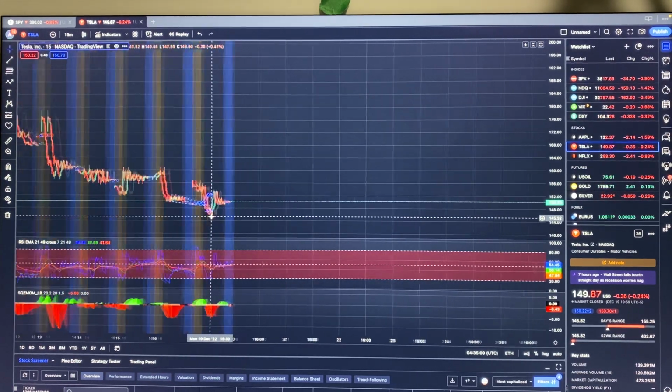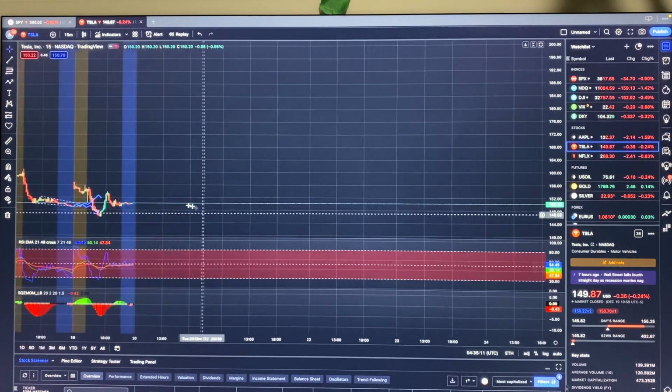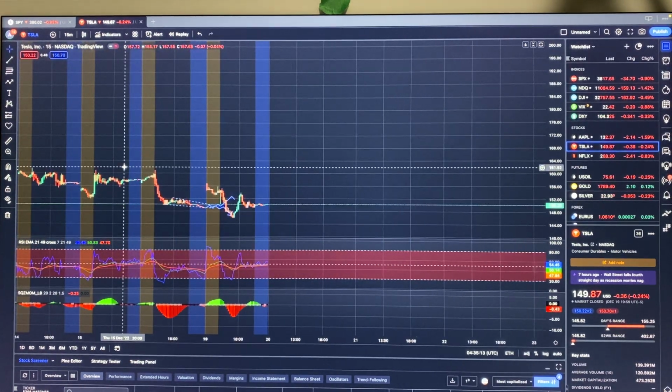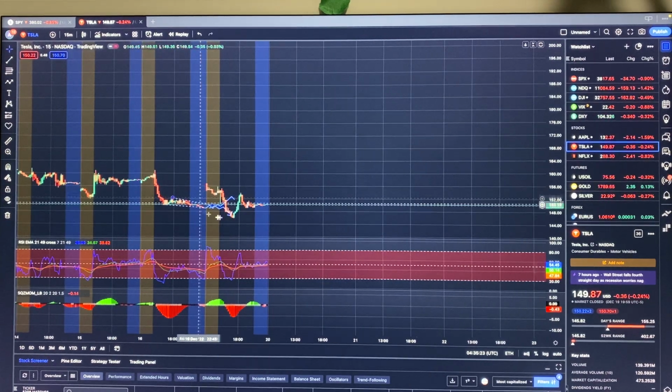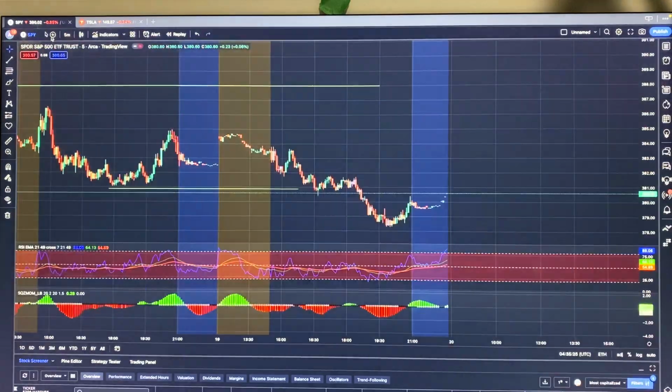I'm gonna be trying to do these as often as I can, aiming for every night, just going over whatever we traded throughout the day. Today I didn't trade that much. I only traded SPY and Tesla. So let's go over SPY first.